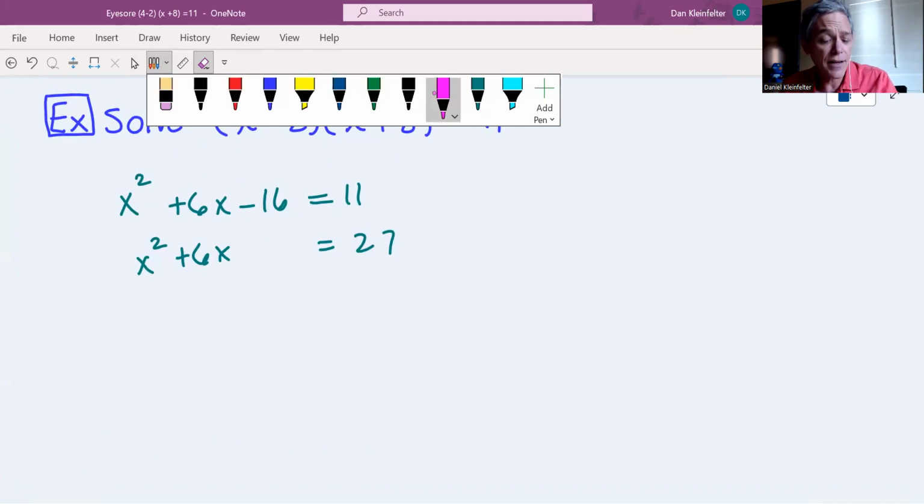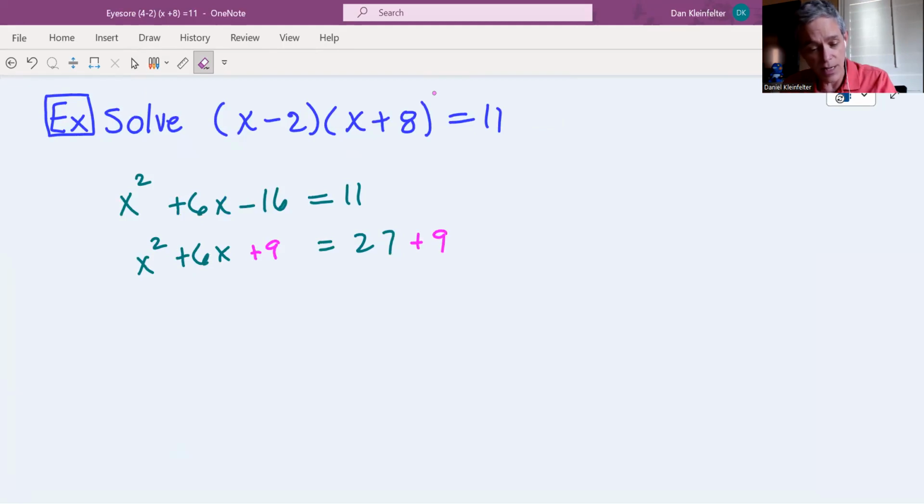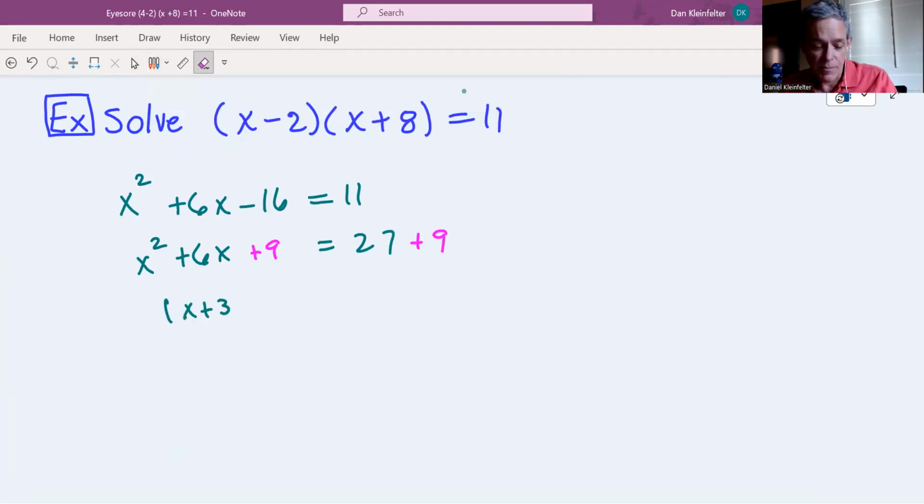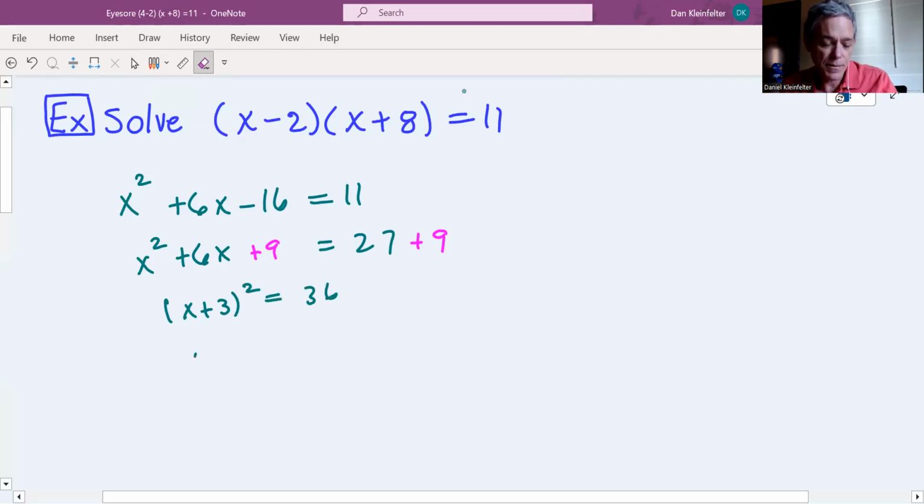So we're going to add how much to both sides? Take a look at the number next to the x. That's a 6. Half of 6 is 3. 3 squared is 9. We're adding 9 to both sides. The left side factors as x plus 3 squared. The right side is 36. We'll have x plus 3 is plus or minus 6.